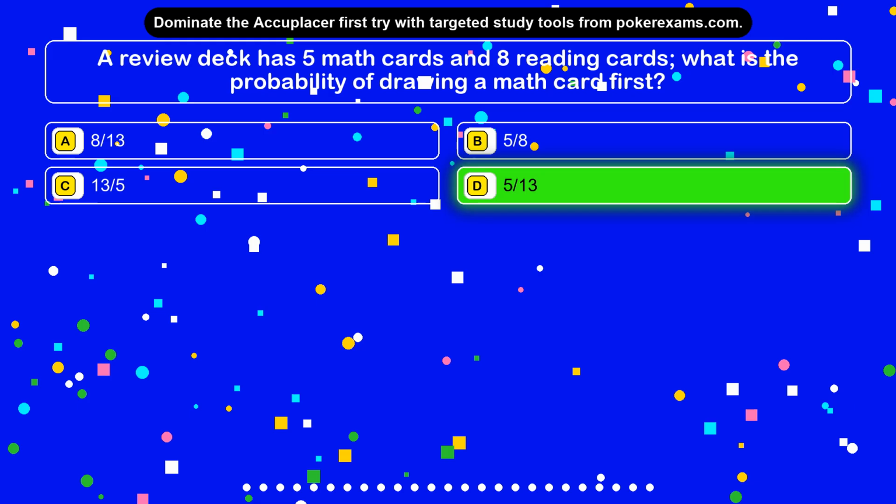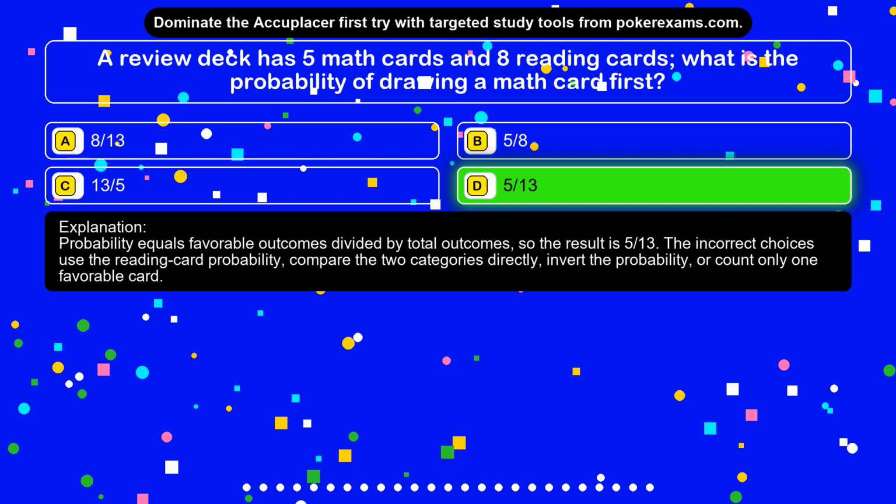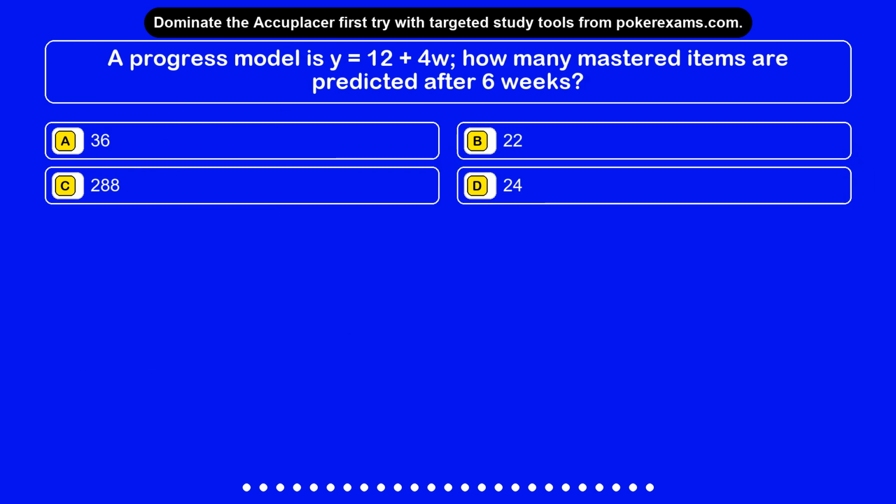The correct answer is option D, 5/13. Probability equals favorable outcomes divided by total outcomes, so the result is 5/13. The incorrect choices use the reading card probability, compare the two categories directly, invert the probability, or count only one favorable card. Question 11. A progress model is y equals 12 plus 4w.